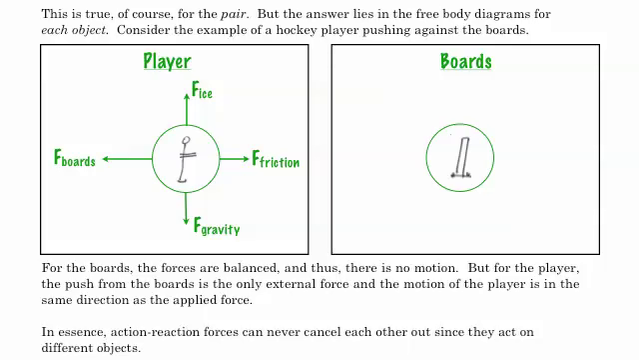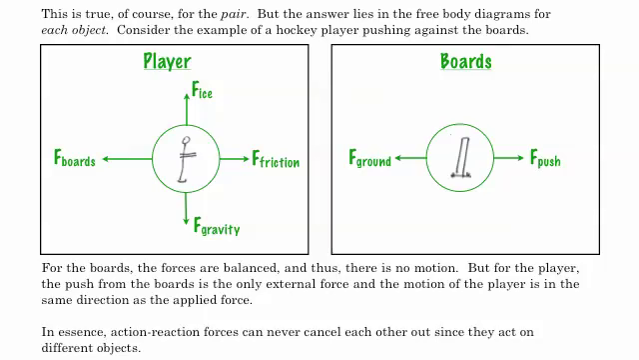Here, the player pushes on the boards, so there's an equal and opposite reaction force. The force of the boards and the force of the push are the same. And then there's the force of the ground, which in this case is much larger than the force of the push. For the boards, the forces are all balanced and there's no motion because the boards aren't going anywhere just because somebody pushes on them.